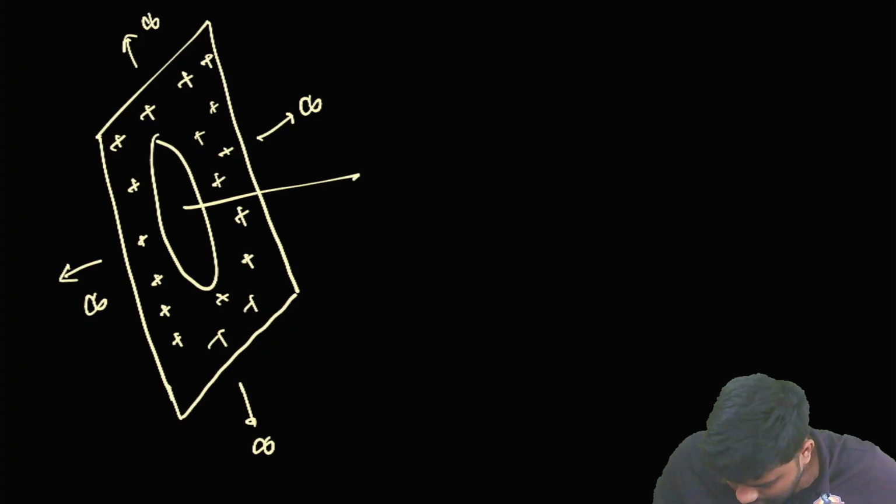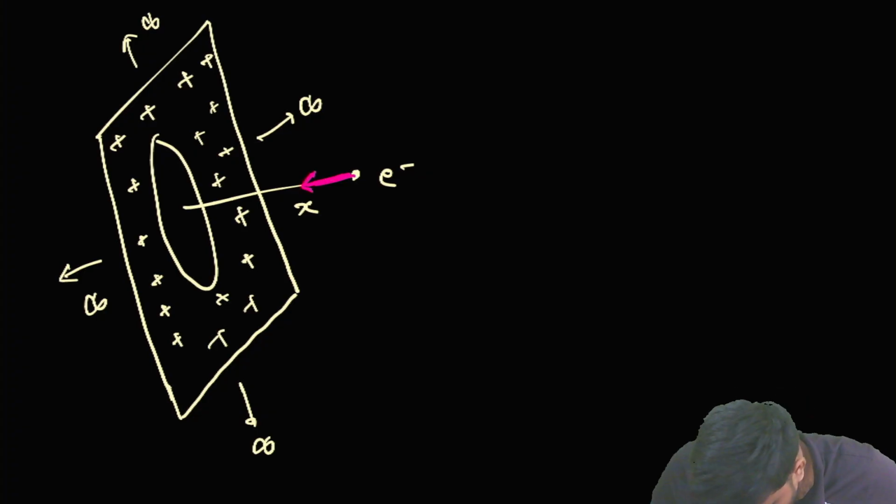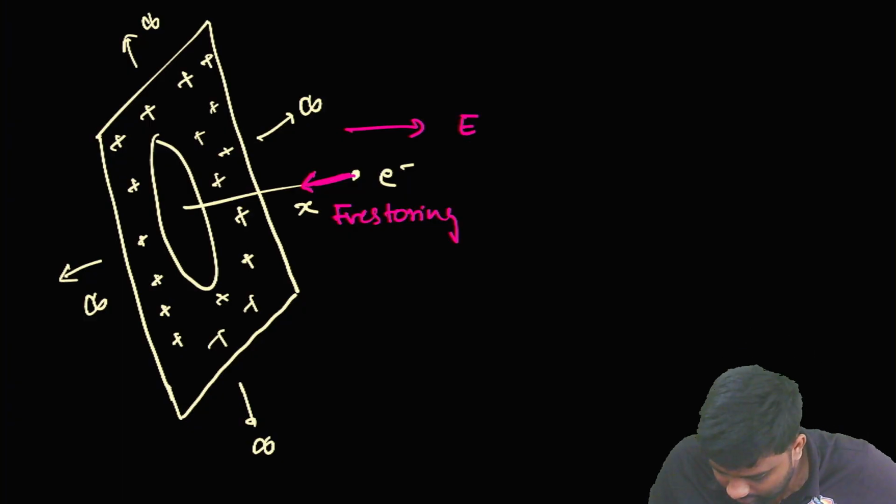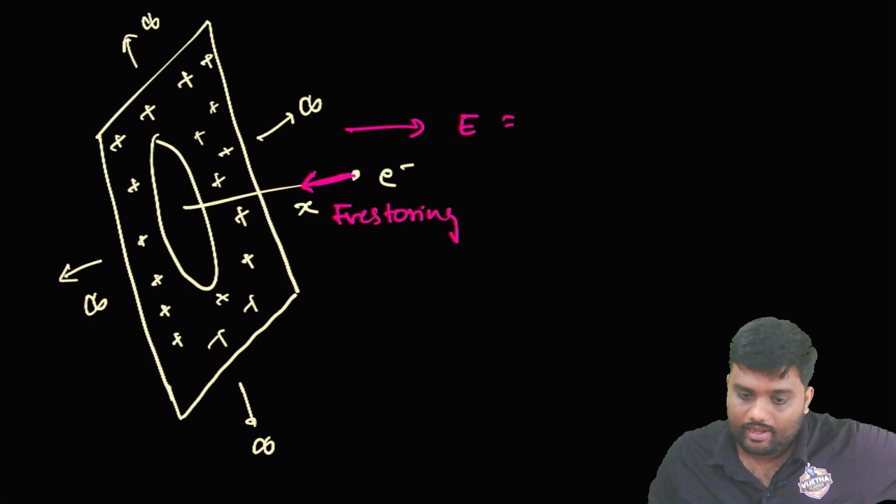Right? At x distance, they kept what? Electron. Because of that positive charge, the electron moves in which direction, sir? It moves in this direction. In this direction, it is having what? Restoring force. So the electric field acts in this direction on that electron.